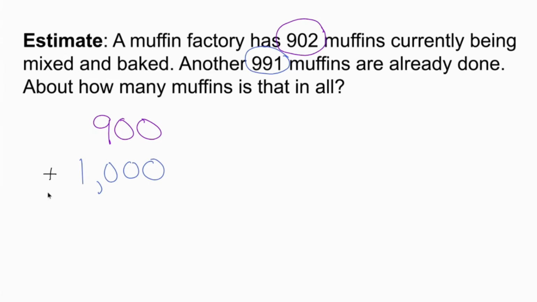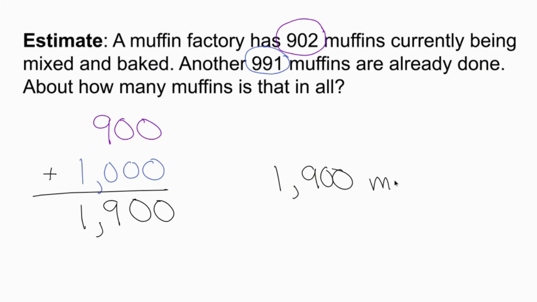When you add numbers, make sure the place values are all lined up. So I made sure that they were. 0 and 0 are nothing. 0 and 0 are nothing. 9 plus 0 is 9. And then 1 all alone is 1. So I end up with about 1,900. So about how many muffins is that in all? About 1,900 muffins.